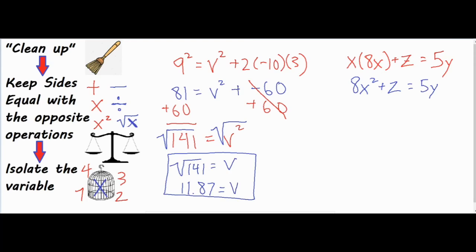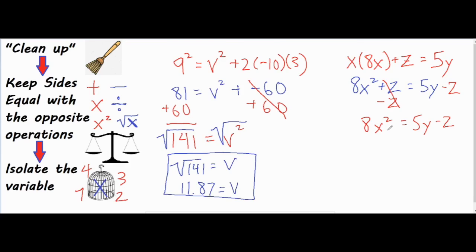So I'm going to go ahead and start scooting some stuff over. I'm going to scoot over the z because I'm adding it. I'm going to subtract. And then that's going to leave me with 8x squared equals 5y minus z.